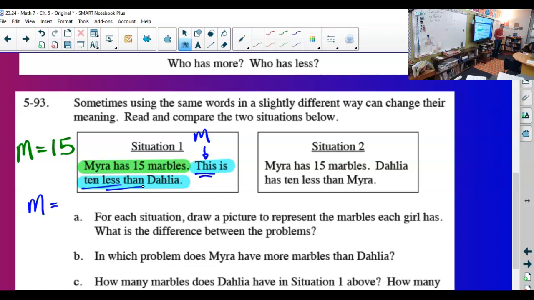That's not what I asked. How do I write just what's in blue? I'm ignoring what I have in green now. How do I write Myra has 10 less than Dahlia? Gonna give it another shot, you're gonna move on.